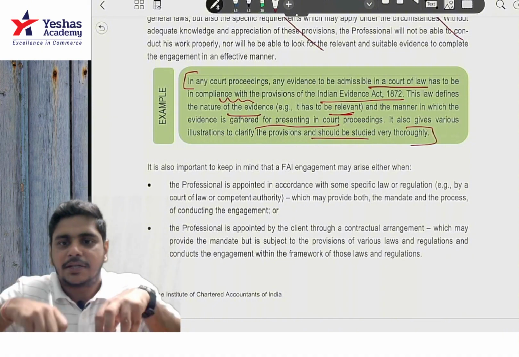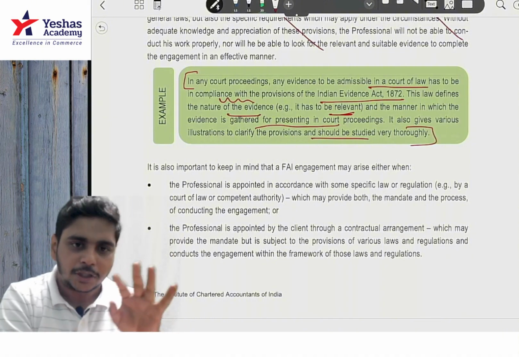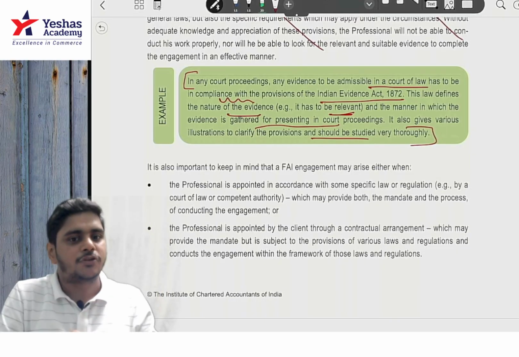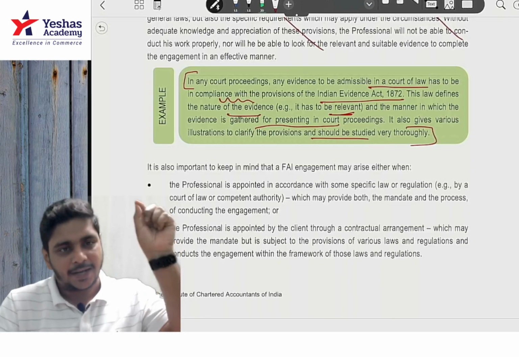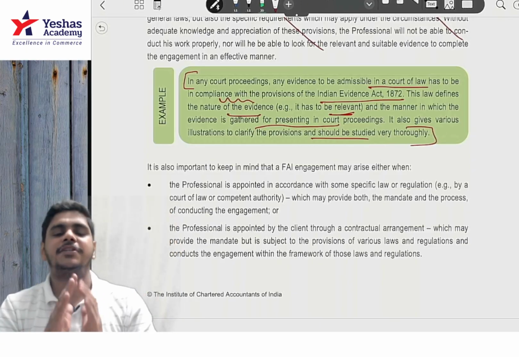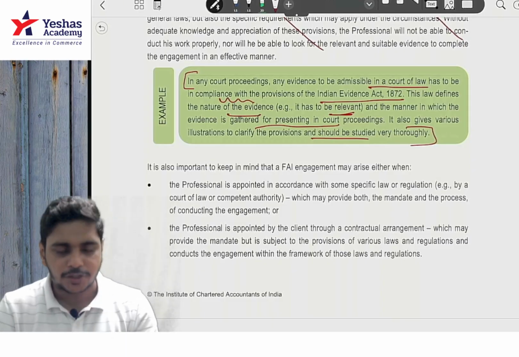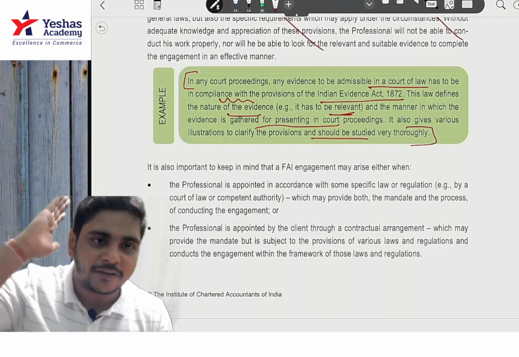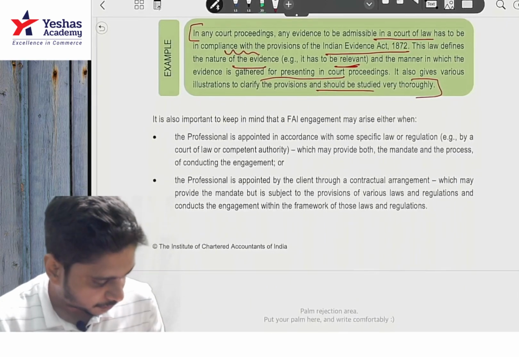That Act is not there in our syllabus for CA Final, but you need to understand this, that whatever evidence you are collecting, it should be admissible in the court. It will be admissible in the court only if it is as per the principles and provisions of the Indian Evidence Act 1872.